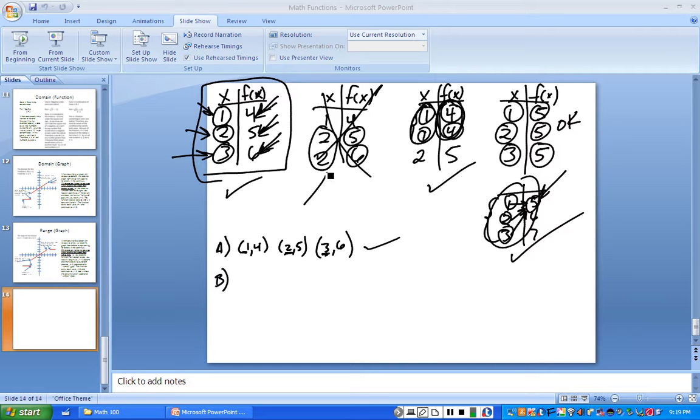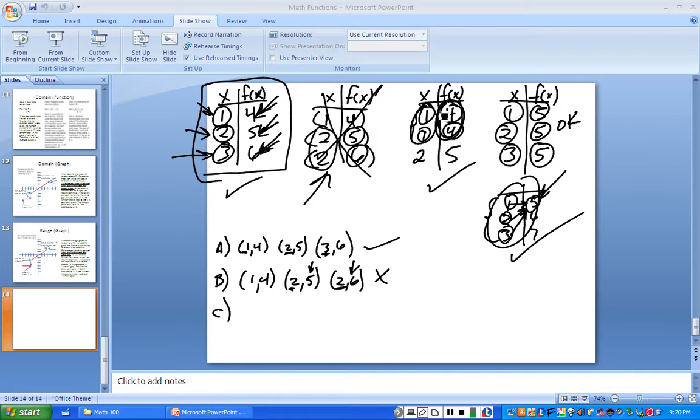B would be an example of this one. So I could have a 1, 4, a 2, 5, and a 2, 6. Again, all I'm doing is putting these in coordinate form and point form. So when I plug in a 1, I get a 4. When I plug in a 2, I get a 5. But I plug in 2 again, and now the answer is 6. Plug in 2 and get a 5, then plug in 2 and get a 6. Can't happen. Not a function.